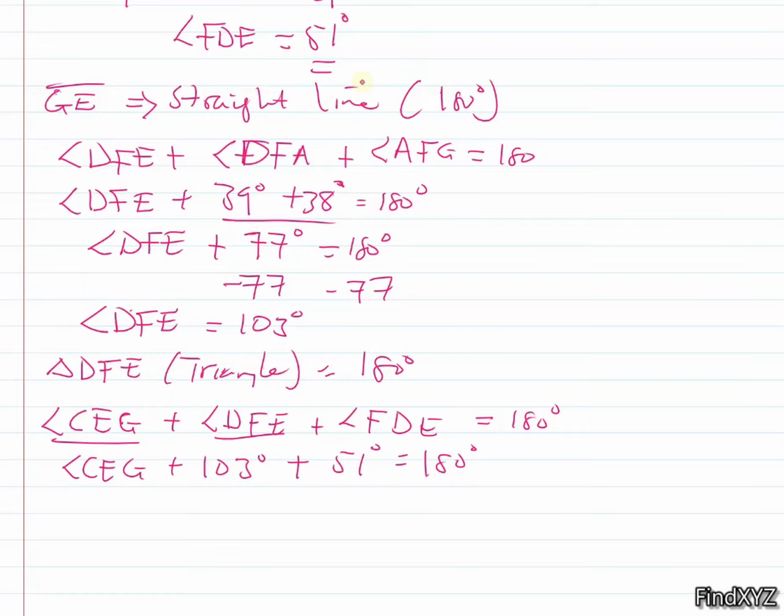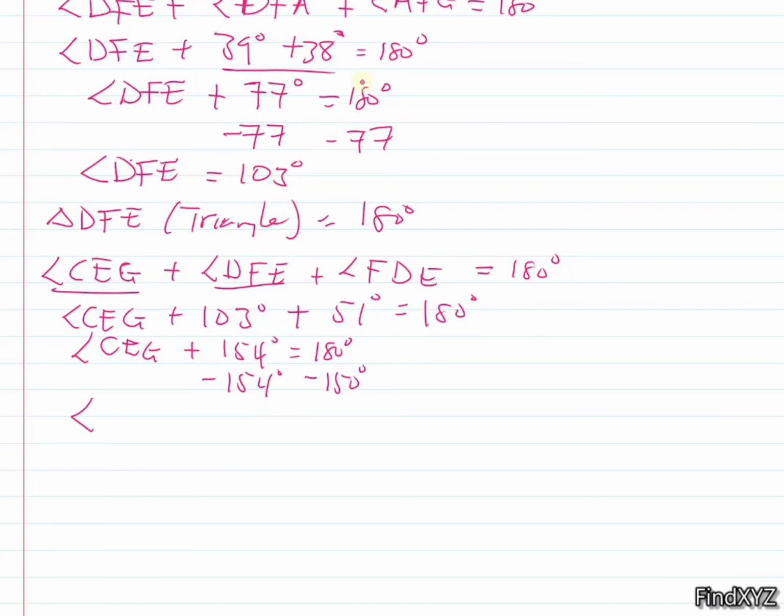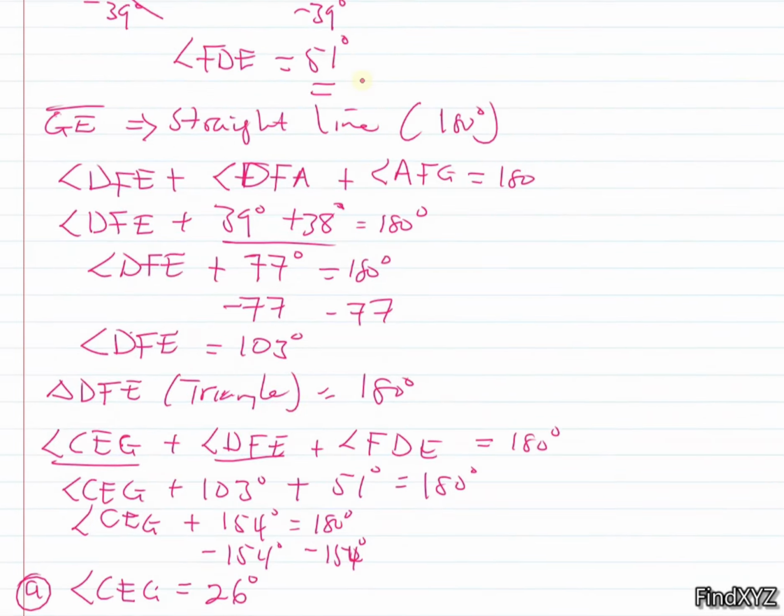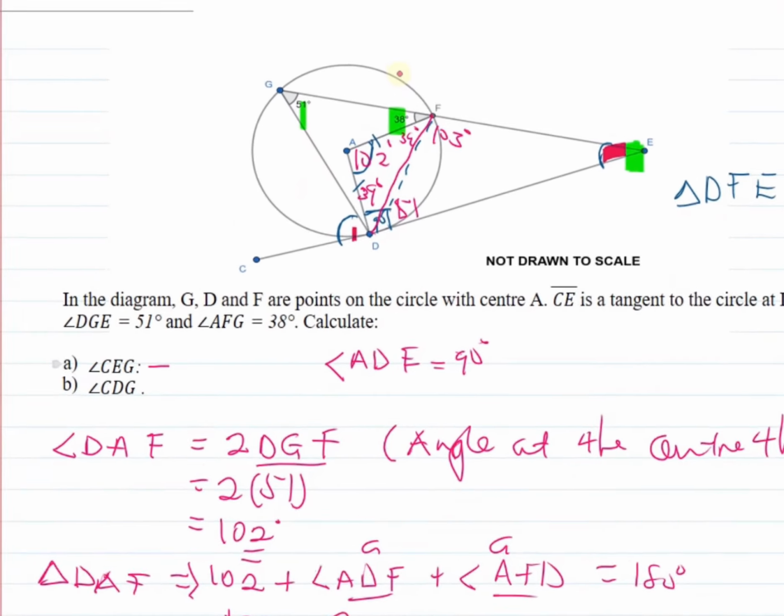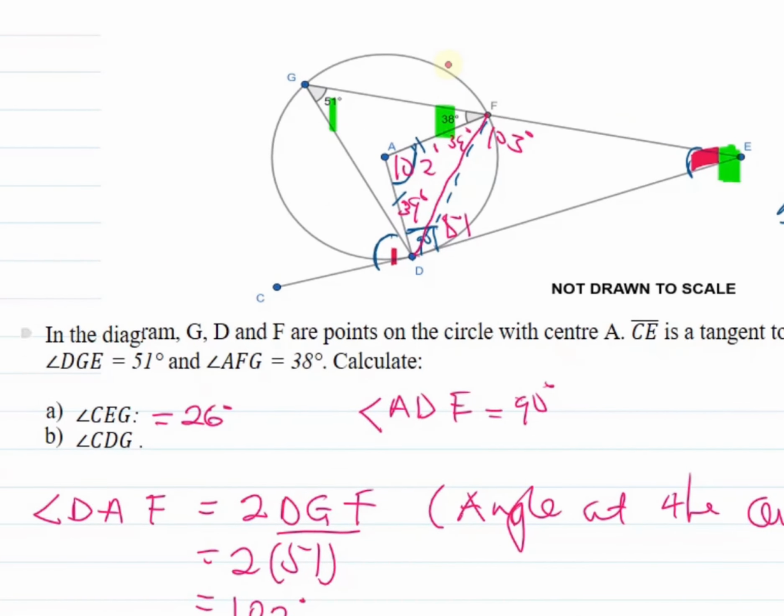You can add these two angles. So angle CEG plus 130 plus 51. 130 degrees plus 51 degrees will give us an angle size of 154 degrees. It's equal to 180 degrees. Then we subtract 154 degrees from both sides. So we can say that angle CEG is equal to 180 degrees minus 154 degrees. That will give us 26 degrees. So angle CEG, which is A, is 26 degrees. So we have been able to establish that. So this is 26 degrees.